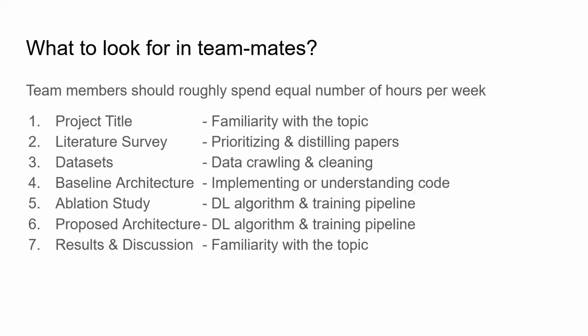So again, going back to the project structure, at least 2 out of 4 of your teammates should have familiarity with the topic. That helps you a lot if most of your teammates know about that area, maybe because they are doing their masters or they have taken courses in that specific area. Some of your teammates should be good at literature survey.